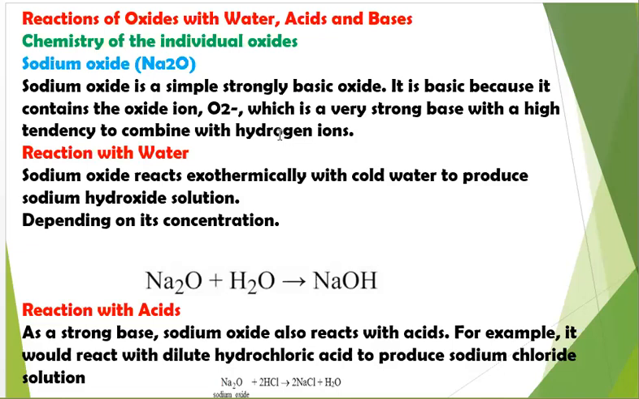This can be tested by dropping a few drops of phenolphthalein in it. If its color changes to pink, it means that the solution is alkaline. So when you react sodium oxide with water, the solution becomes alkaline, and it can be tested by using phenolphthalein as an indicator.